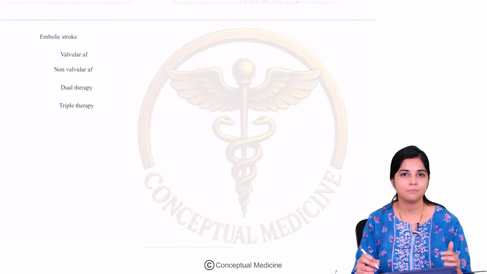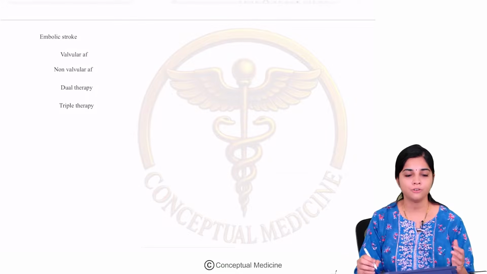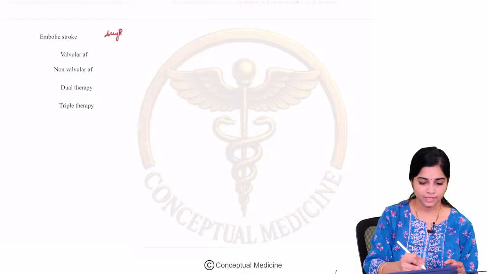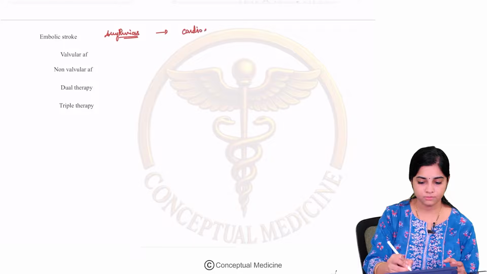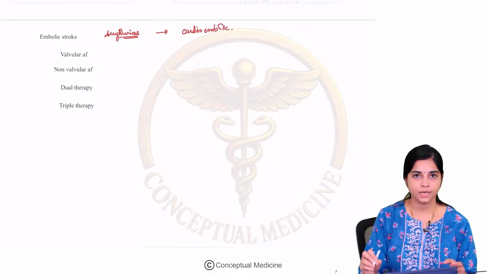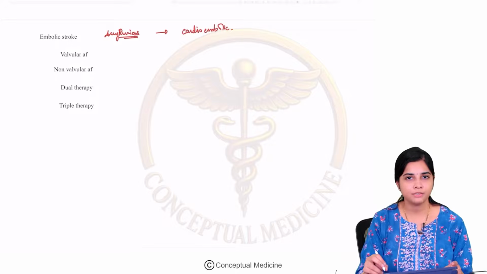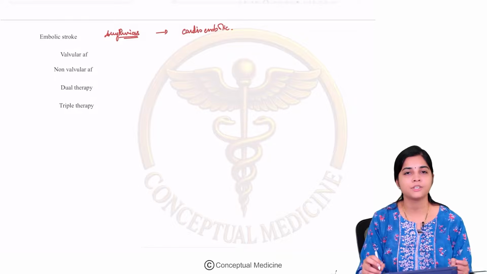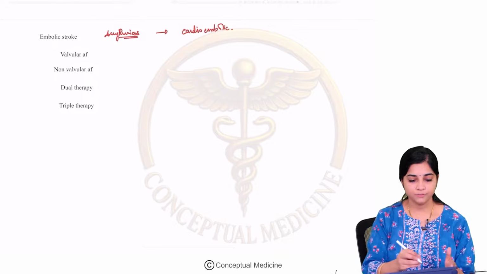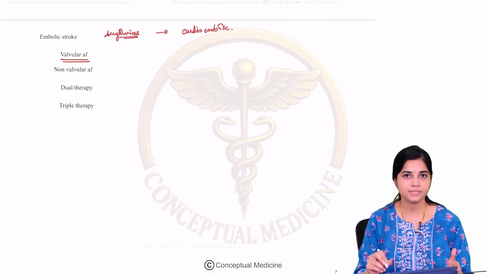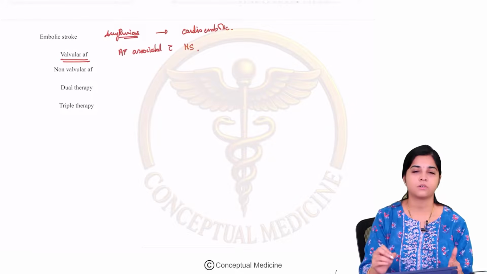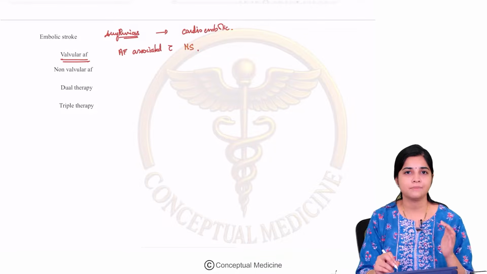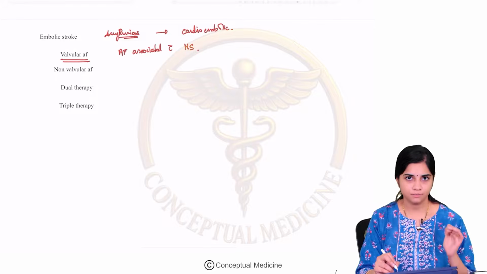So whenever we speak about embolic strokes, I told you any form of arrhythmias are the most common cause for a cardioembolic stroke. Right? So when we speak about arrhythmias, which arrhythmia comes to your mind? It is your atrial fibrillation, which is associated with strokes. So if there is a valvular AF, what is the meaning of valvular AF? AF which is associated with mitral stenosis is called as valvular AF. AF associated with any other valve is not a valvular AF.